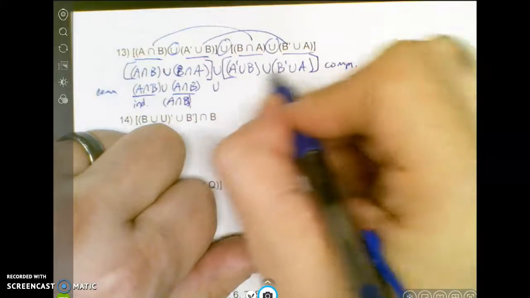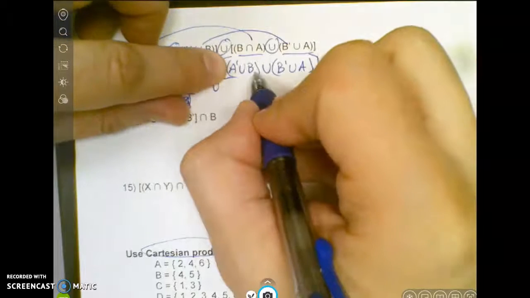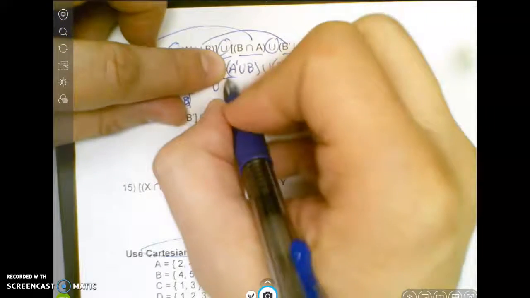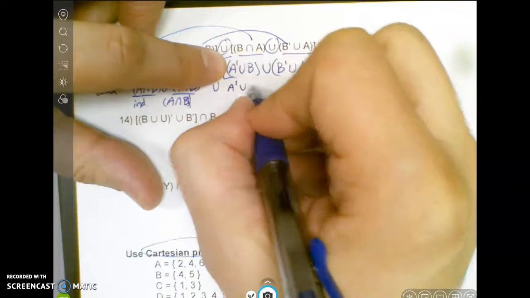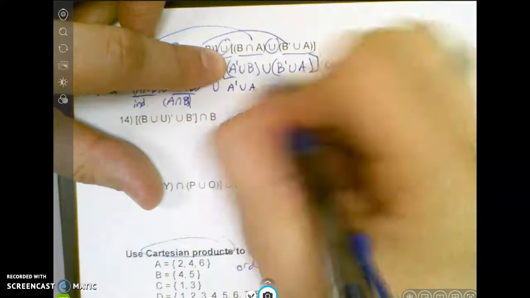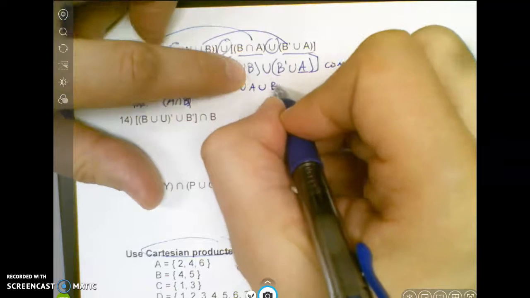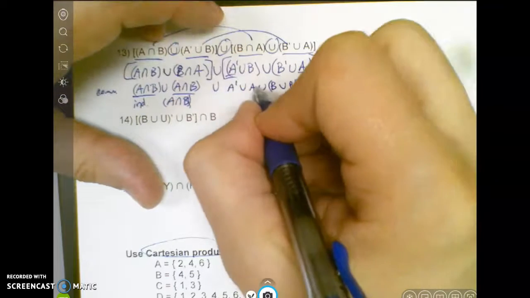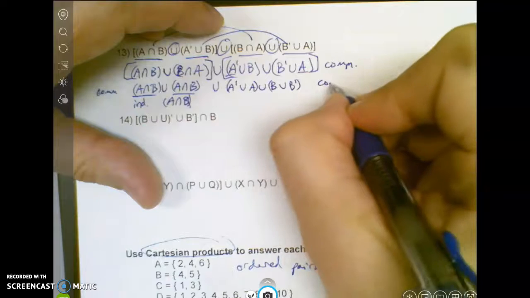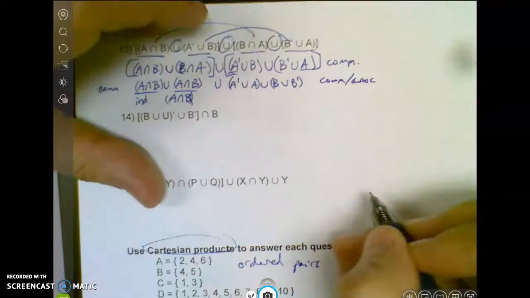I can scramble these in any order I want. So what would benefit me is if the two A's were together and if the two B's were together. So this is the commutative property again. So I want A naught unioned with A regular A. That's these two guys. And I want B unioned with B naught. So I want to clump them together in a better way. That's commutative and associative because I put parentheses on it.